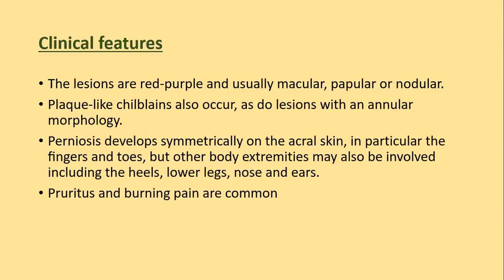Clinical features. The lesions are red-purple, usually macules, papules, or nodules. Plaque-like chilblains also occur, as do lesions with annular morphology. Perniosis develops symmetrically on the acral skin, particularly the fingers and toes, but other body extremities may also be involved, including the heel, lower leg, nose, and ear. Pruritus and burning pain are both common symptoms.